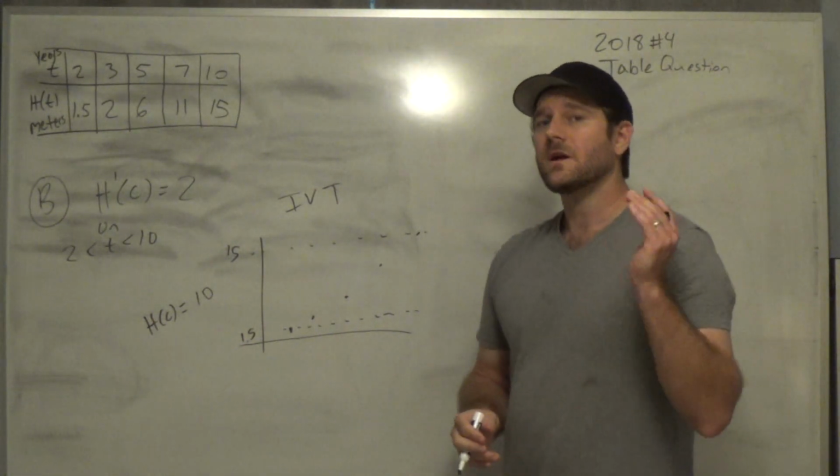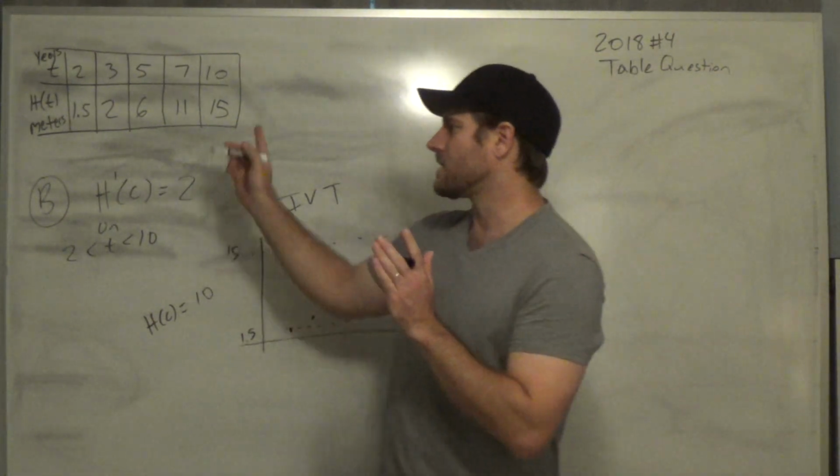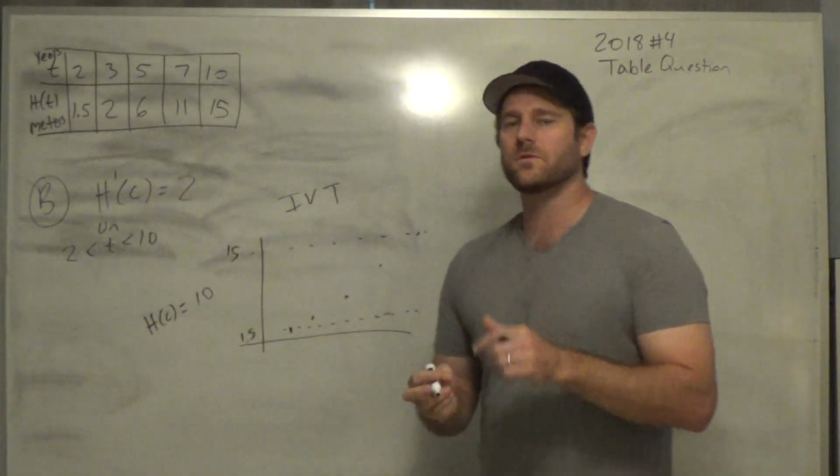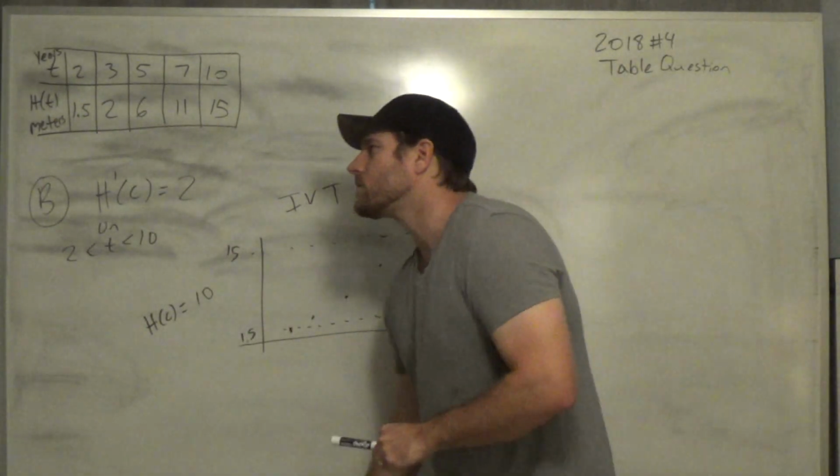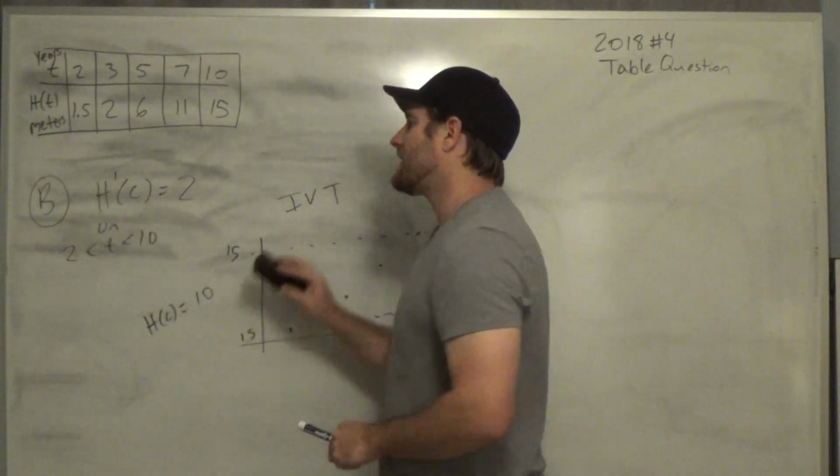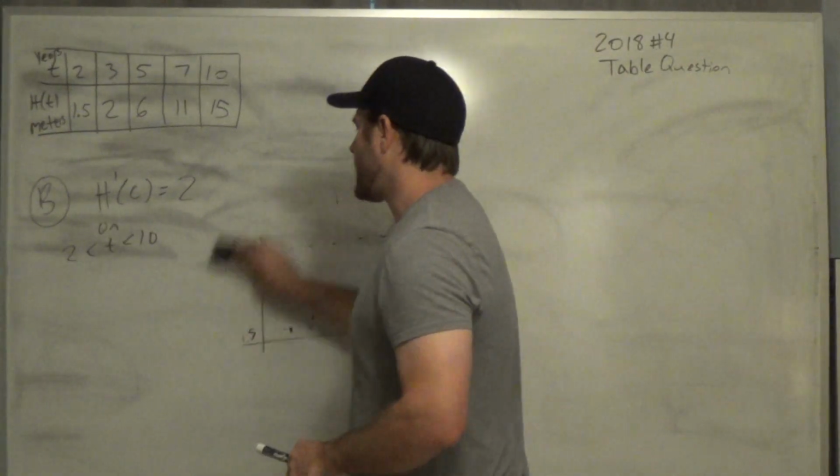That's what the intermediate value theorem can do. It talks about the graph you're looking at. If this is the table for h of t, it can prove things about h of t. But we don't want to prove things about h of t, we want to prove things about its derivative, h prime c.